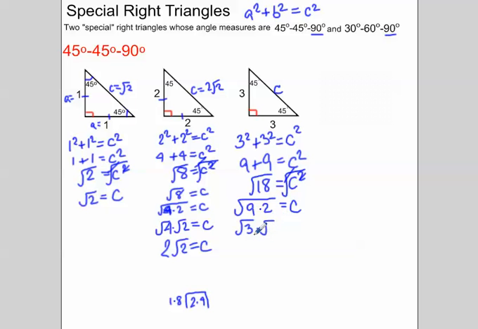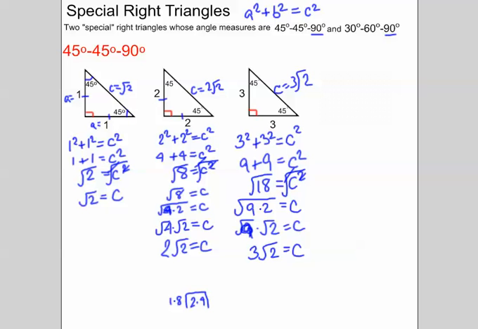Why do I keep doing that? I'm going to rewrite that as the square root of 9. I'm trying to jump the gun. Square root of 9 times the square root of 2 equals c. And since 9 is a perfect square, the square root of that square is going to be 3. 3 times the square root of 2 equals c, and I get 3 times the square root of 2.